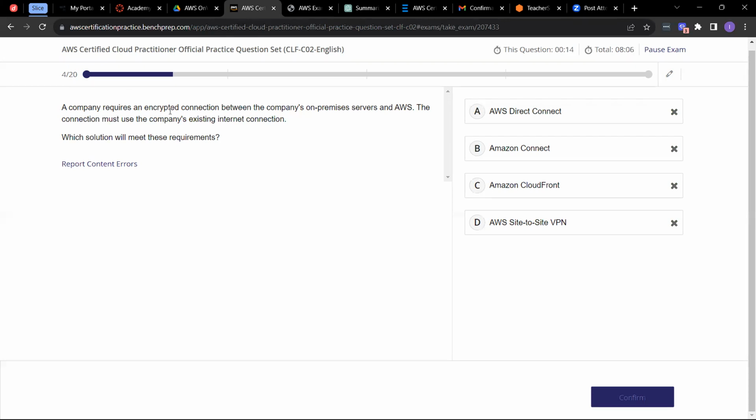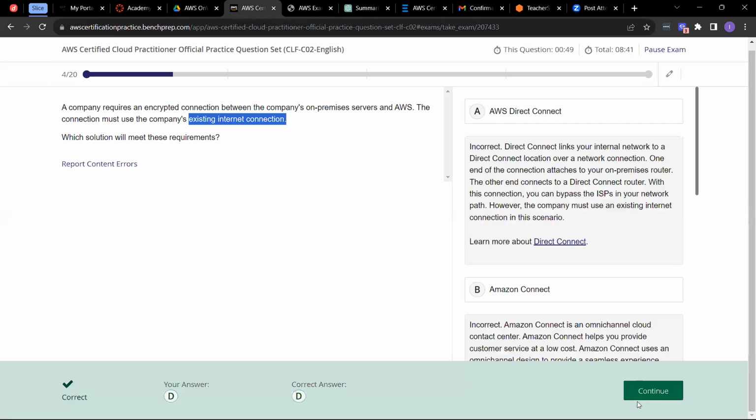So a company requires an encrypted connection between the company's on-premises service and AWS. The connection must use the company's existing internet connection. So here we are looking at an encrypted connection between on-prem and AWS, and we are looking at an existing internet connection. Site VPN. He has delivered an 11-minute course on it before on the group. All right, so obviously the answer is D. Great.